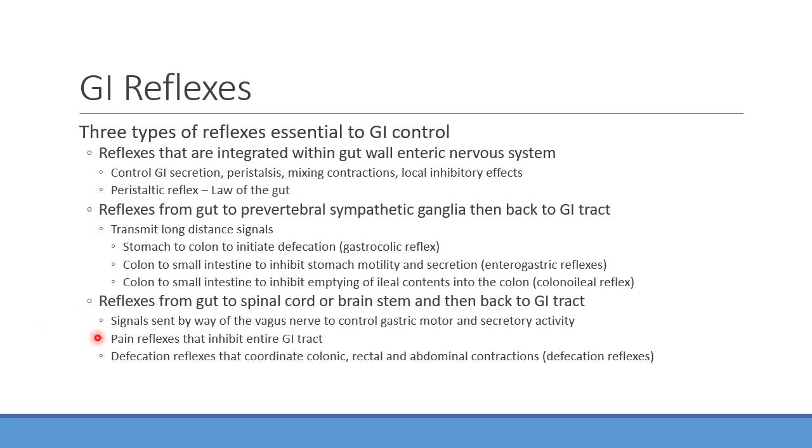You also have pain reflexes that may be able to inhibit the entire GI tract, which is why this is one of the big things we see, especially with surgery. Post-op, you see a lot of post-op ileus in the GI tract, due to either the drugs you're giving them or the pain inflicted with that. You're going to find that can inhibit the GI tract. So ileus is a big issue there.